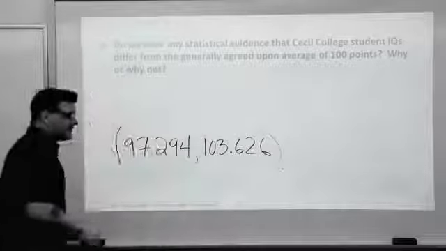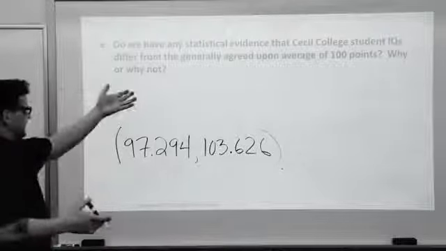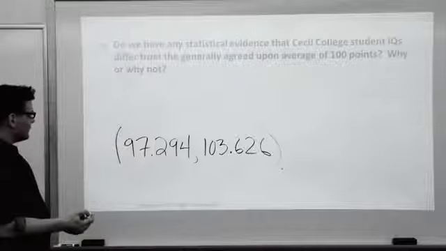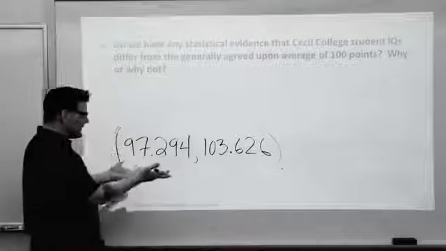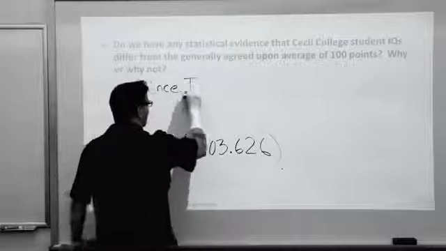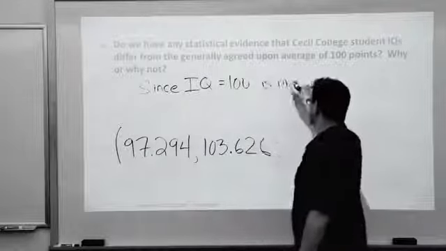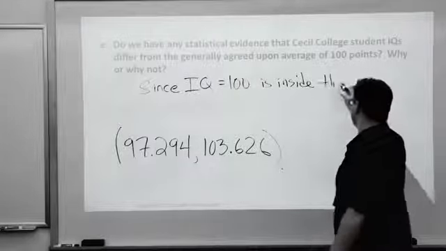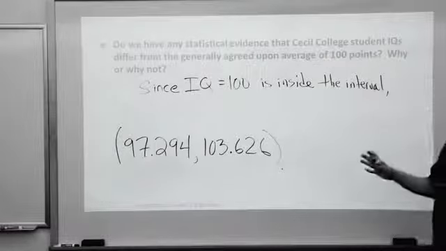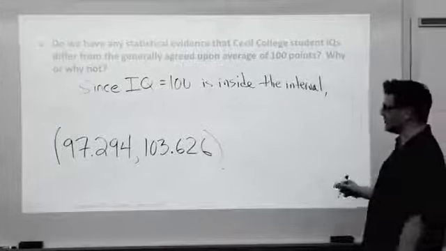We've done plenty of these in the past just for IQ, or for proportions. In or out? Is the 100 in or out of the interval? Right? It's clearly in. And so, since an IQ of equal to 100 is inside the interval, there's no statistical evidence that Cecil students differ from the general population.